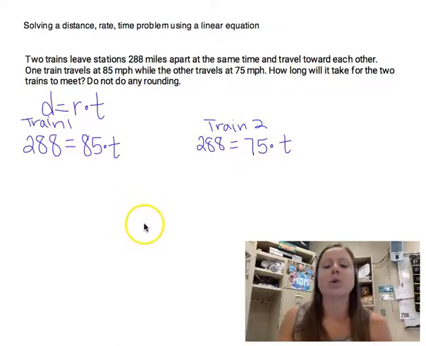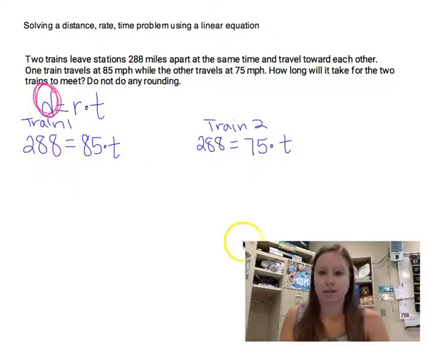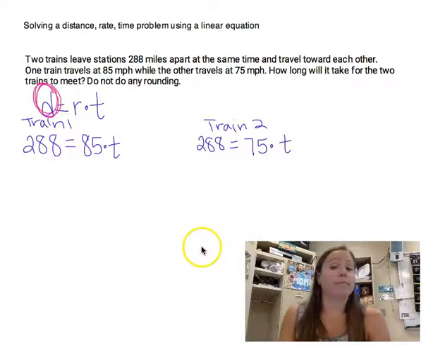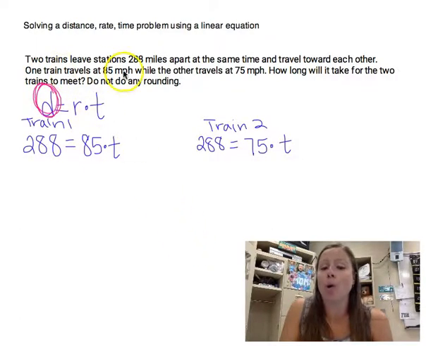So most people start here, and then they get a little bit stuck because they don't know what to do. So here's the problem that isn't always obvious to everybody. This distance is not 288 for these trains. In fact, we don't know how far along the path train 1 has traveled when it meets train 2, but we do know that the time is the same.